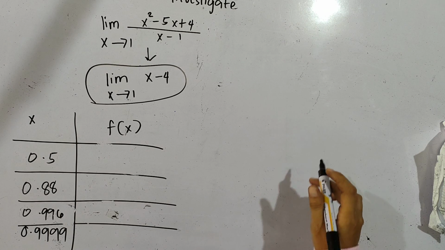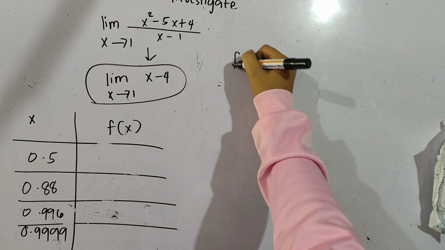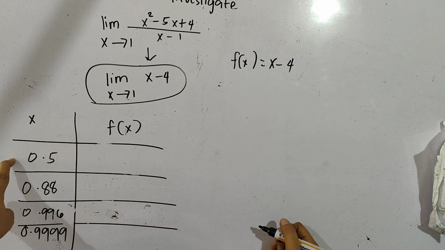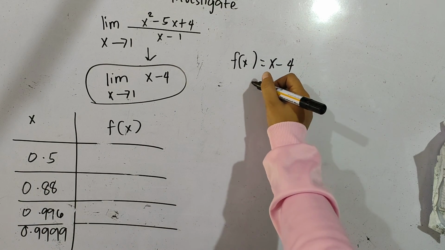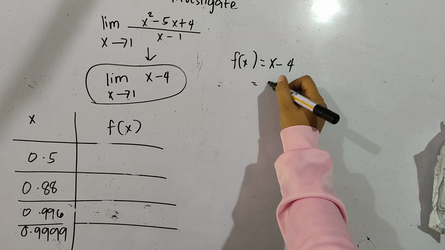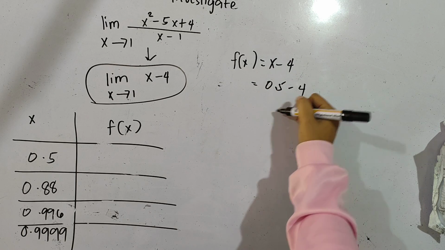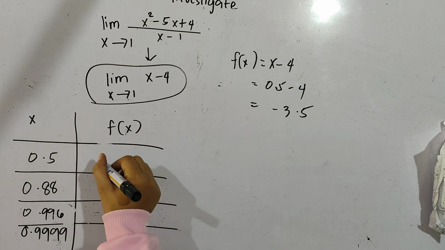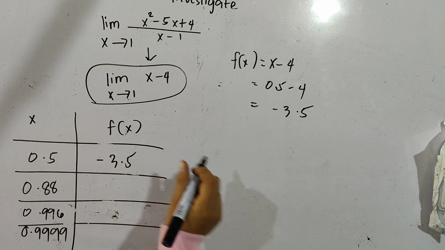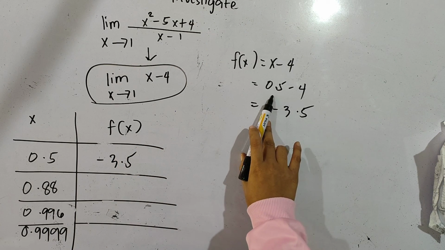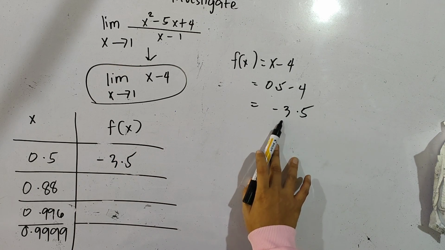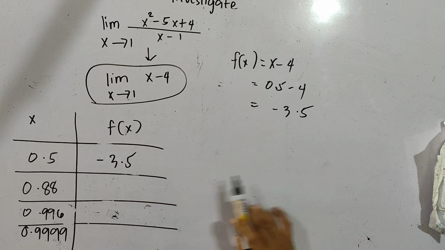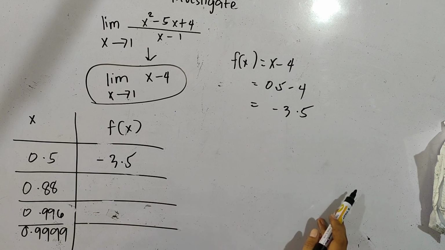Okay, so our f of x is x minus 4. Pero gyapon is substitute. 0.5 minus 4 is equals to negative 3.5. So, negative 3.5. Kay gamay man si 0.5, dako si 4. So, i-copy na ang sign ni 4, which is negative.